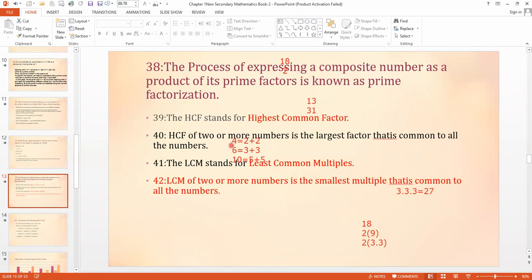Okay. Next, the HCF stands for highest common factor. What does HCF stand for? Highest common factor. Next point, number 40. HCF of two or more numbers is the largest factor that is common to all the numbers. If you have two or more numbers, how do you find the HCF?